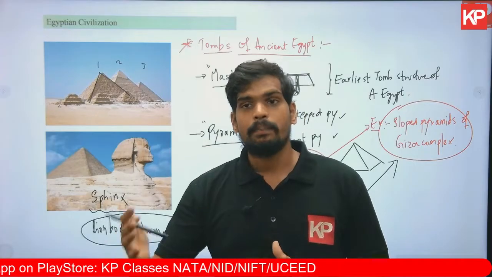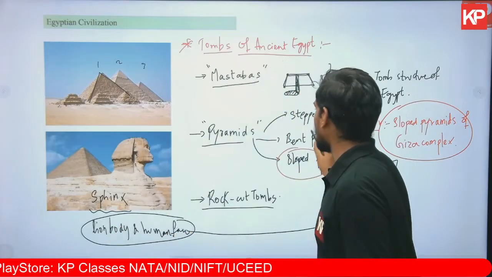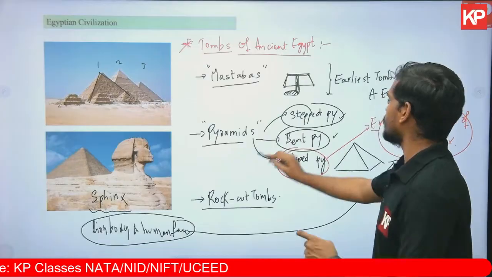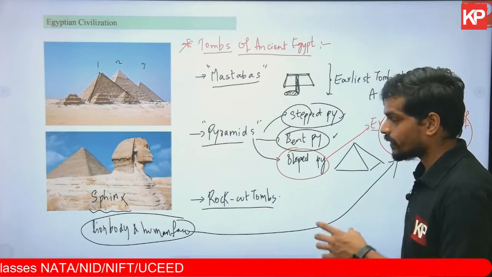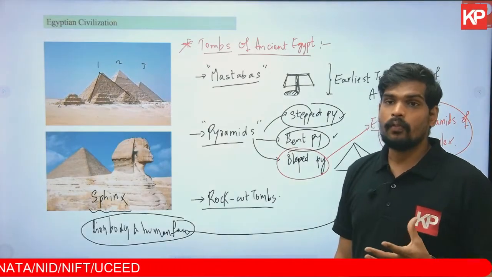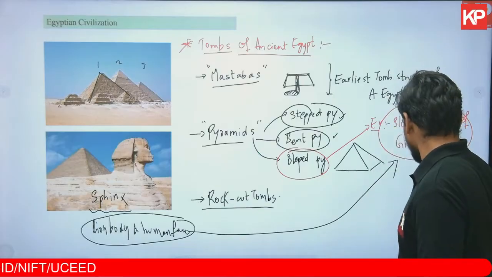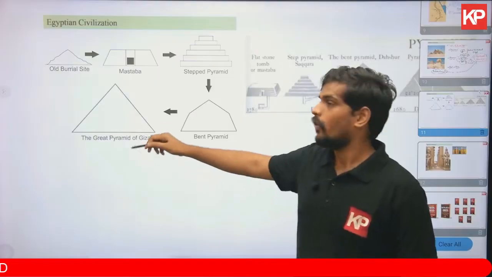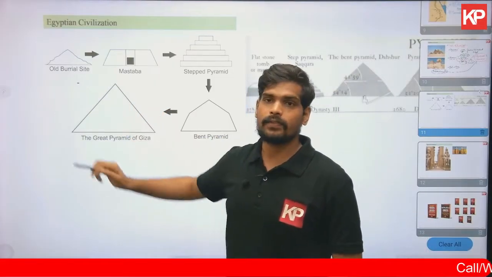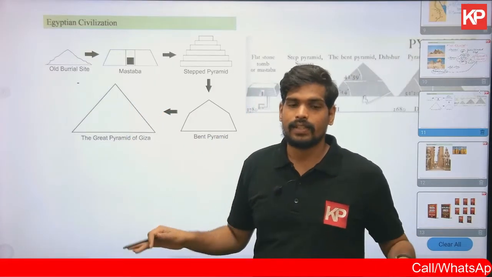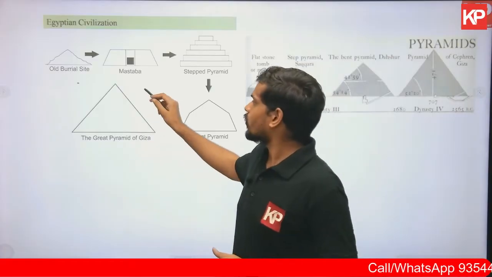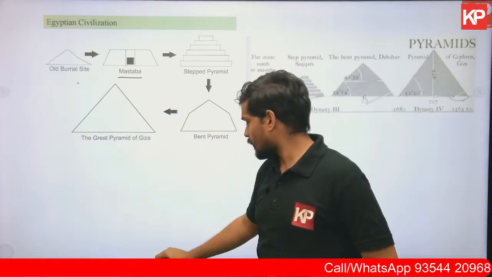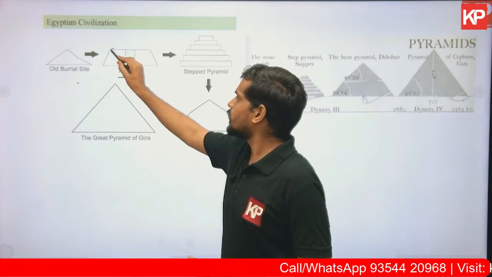Before I move on to the temples, let me briefly show you these pictures. I told you I will tell you what stepped pyramids and bent pyramids are. So let us try to understand the different types of tombs and their evolution from pictures. If you look at this picture, the evolution of pyramids is shown over here. Originally, old burial sites were not designed with any building. They were just covered with mud. Then later on came mastabas. I told you what a mastaba looks like. It is a flat roof structure.